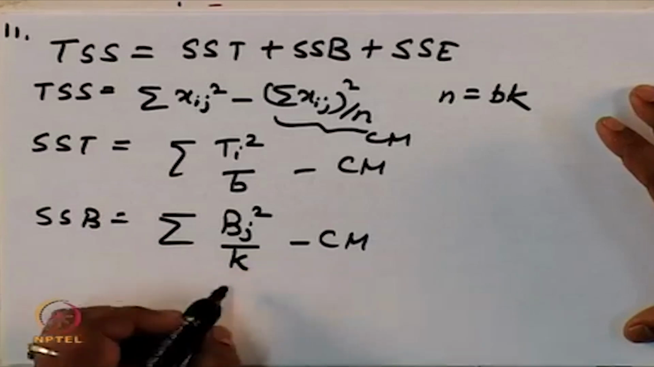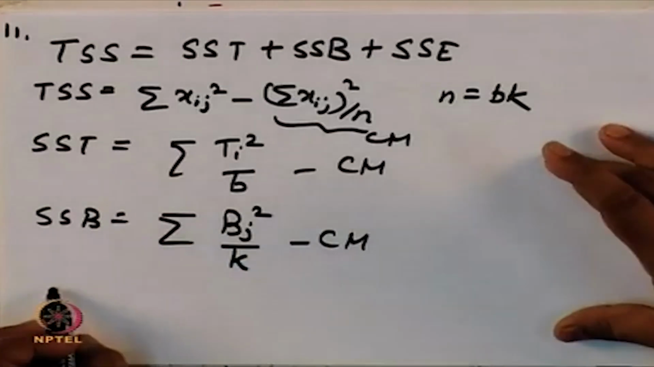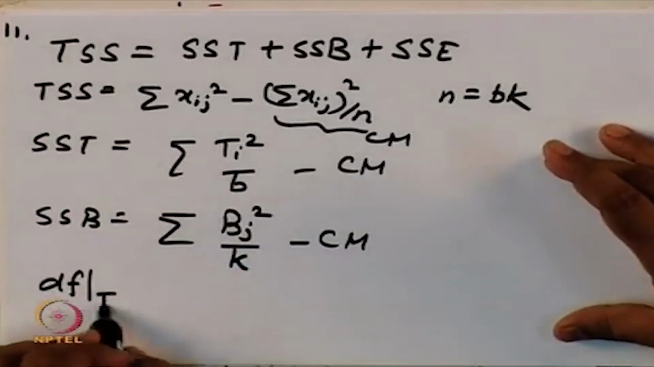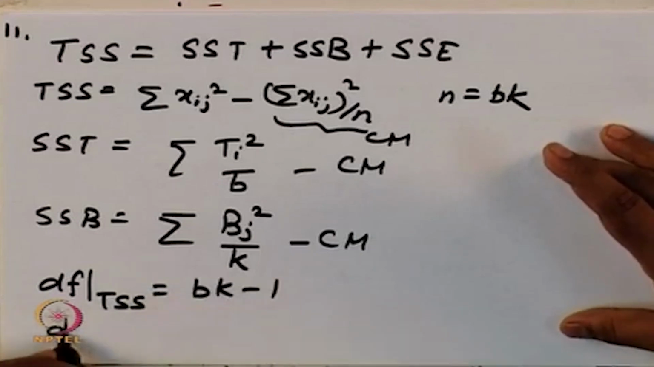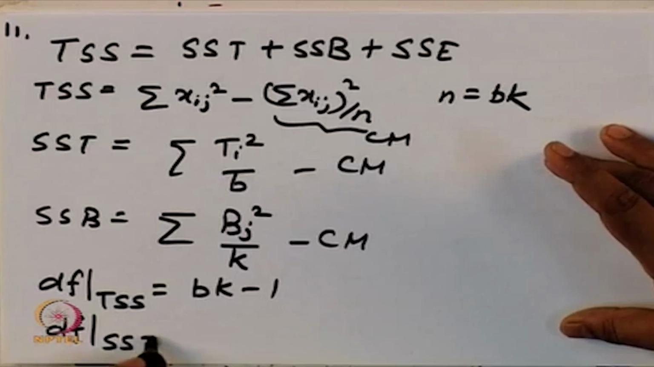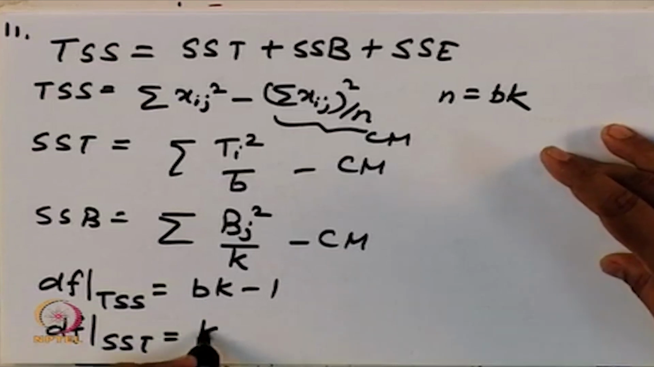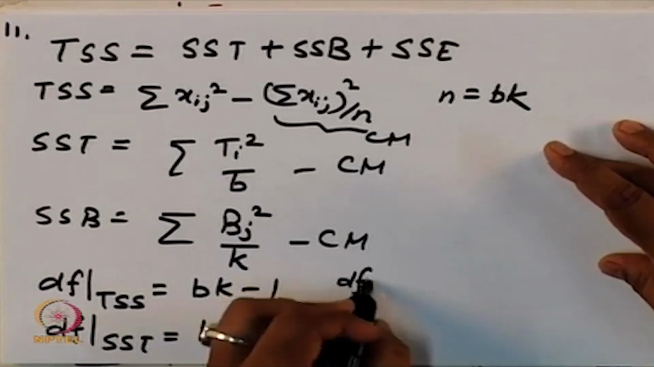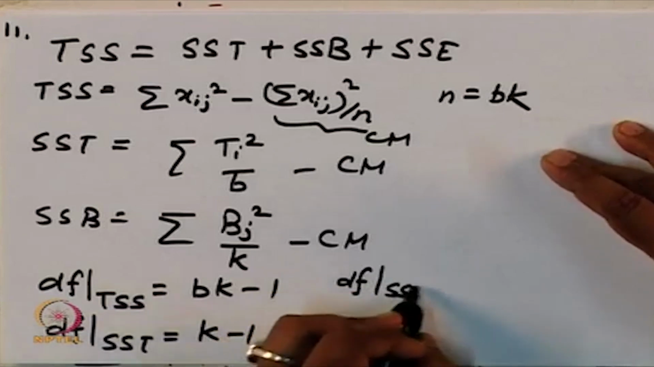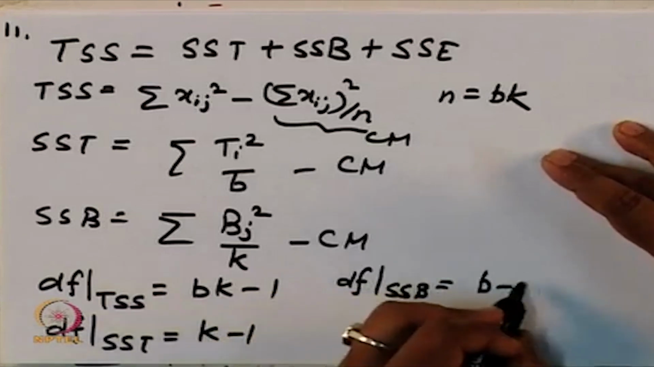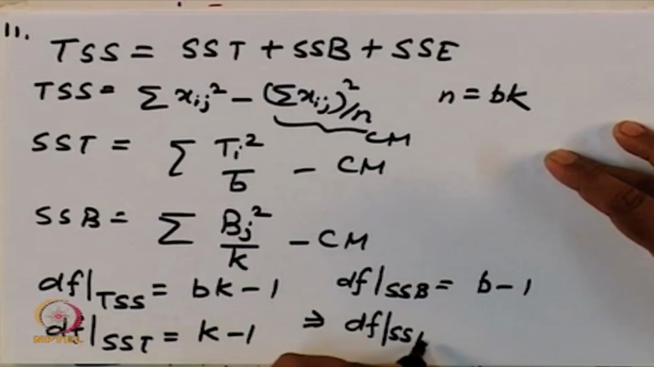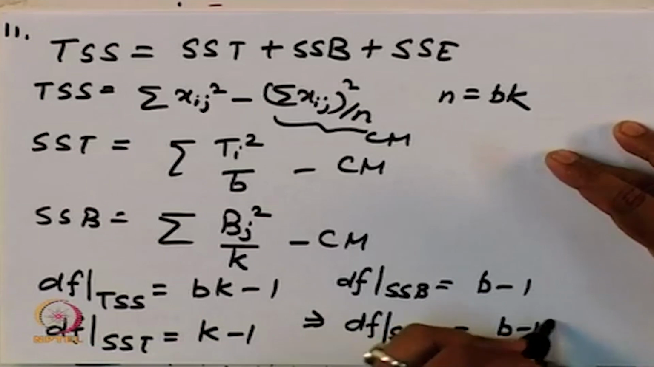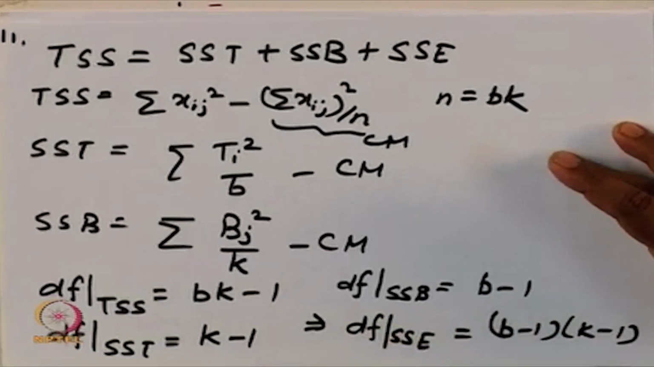SSB becomes sum of Bj square minus Cm. So, the degrees of freedom for TSS is equal to b times k minus 1. The degrees of freedom of SST is equal to k minus 1, and degrees of freedom of SSB is equal to b minus 1. This would imply that df of SSE is b minus 1 times k minus 1.